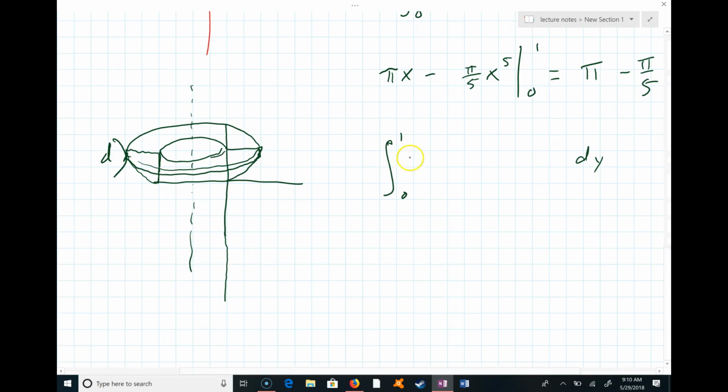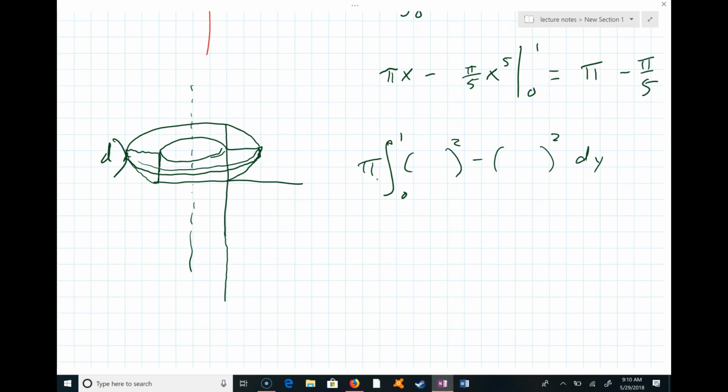And since it's a washer, we've got to come up with a big R and a little r, and we're going to square them both, and we're going to put a pi out there. Start with the big R. Is the outside edge changing or staying the same? It's changing. So the distance from the line of rotation to the outside edge is changing.